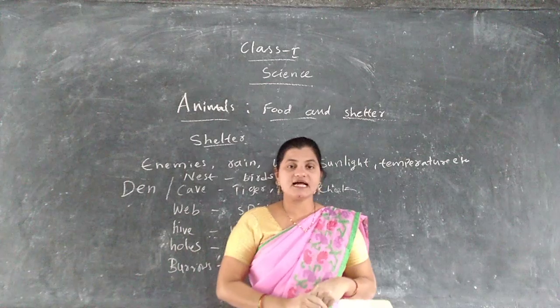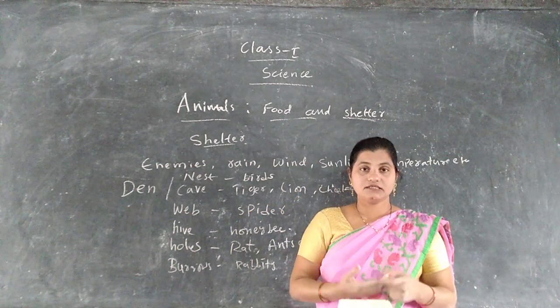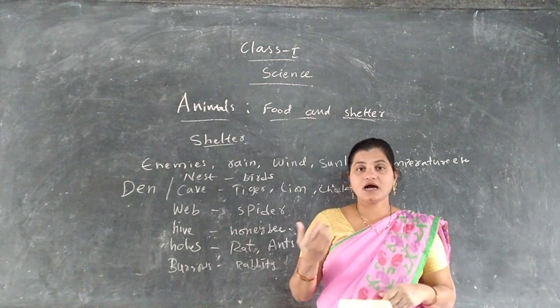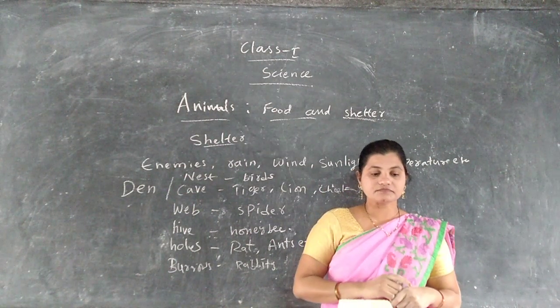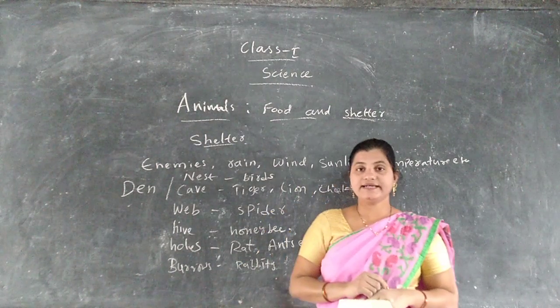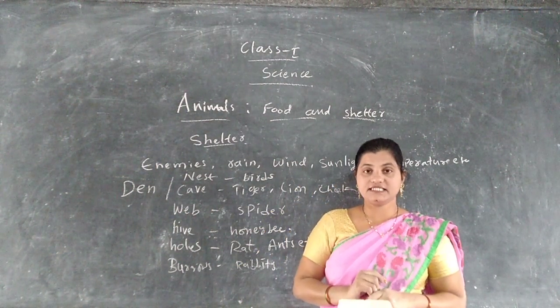So like this, these animals make their shelter to protect themselves from rain, water, cold winds, hot sun and enemies. So these are some of the shelters we can see in the wild or in the forest. Okay, children, our lesson is completed.